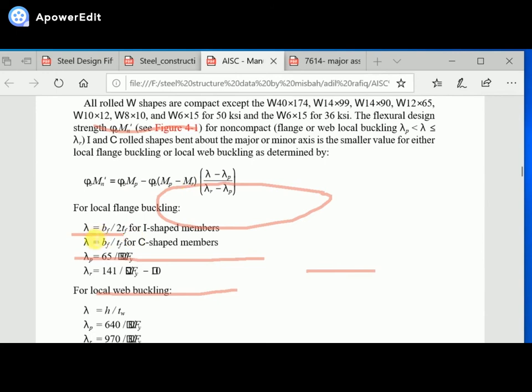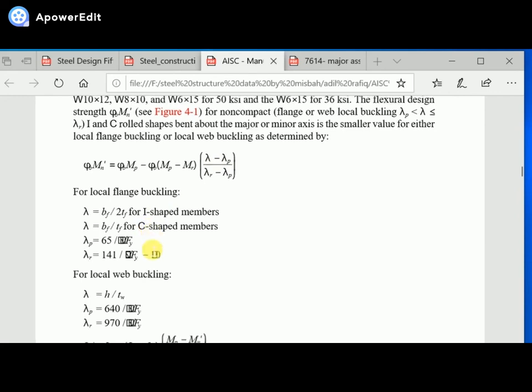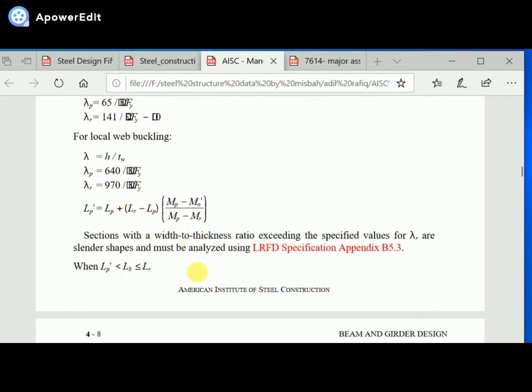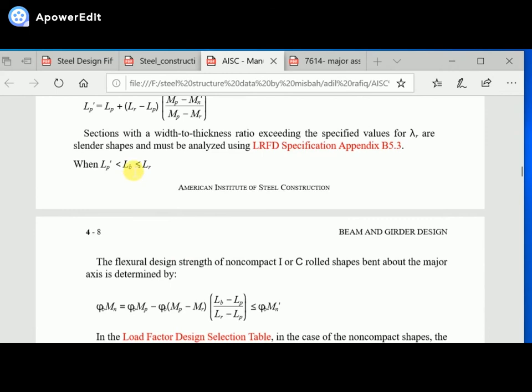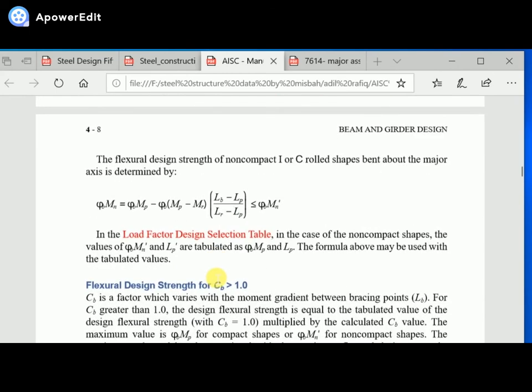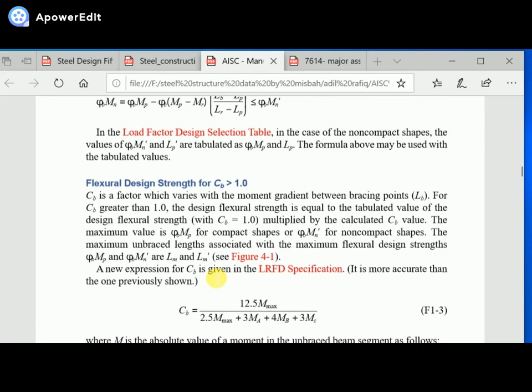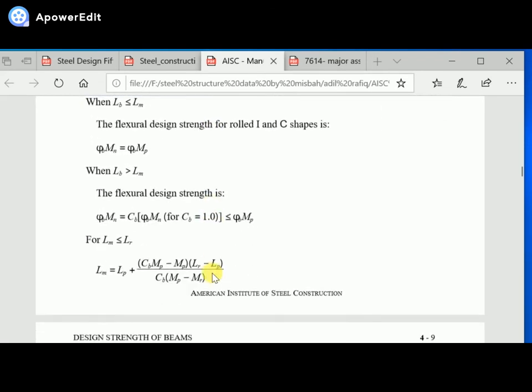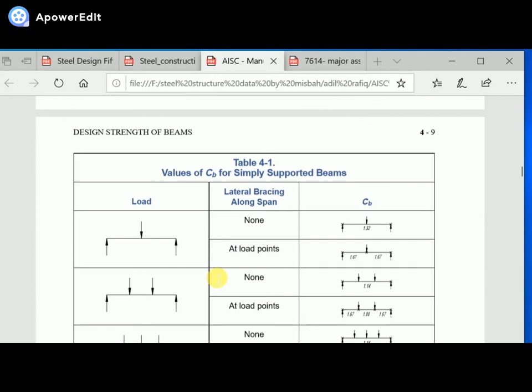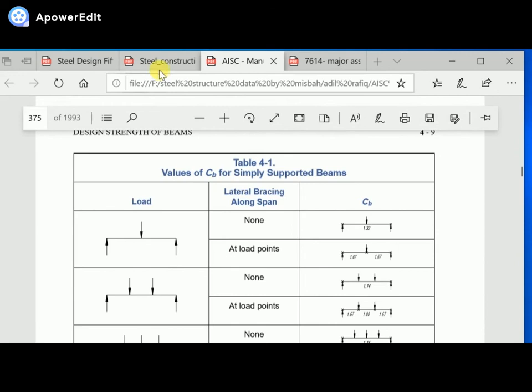Okay, your lambda. This term is lambda, which explains whether the section is compact or non-compact. Okay, so let me show you. This is where LB is greater than LR. Okay, so this is the third zone. When your strength lies in the third zone, then how can you determine your strength? Okay, so I will explain this in coming lectures, but this is a little bit of general introduction.